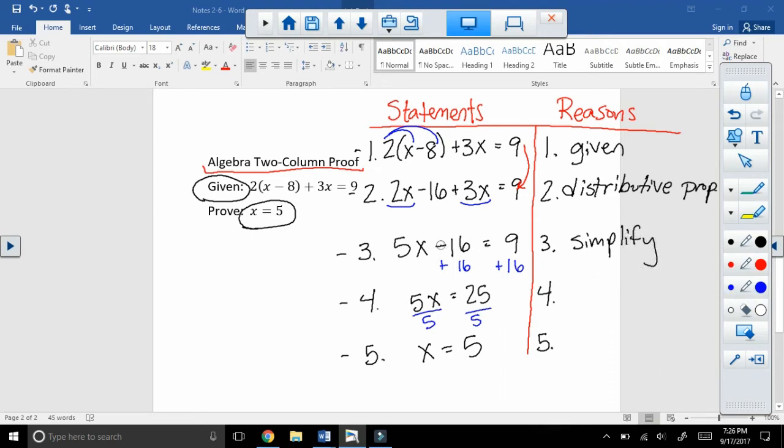Okay, and then if you did show your work, you probably already know what these last couple of reasons are. When I went from step 3 to step 4, I added 16. So this is the addition property of equality. And this is the way I usually abbreviate that, property of equality. The reason that's important is because eventually we'll get to properties of congruency and properties of inequality, but that's the addition property. And then lastly, I divided each side by 5, so that would be the division property of equality. And there you have it. That is your first two-column proof.